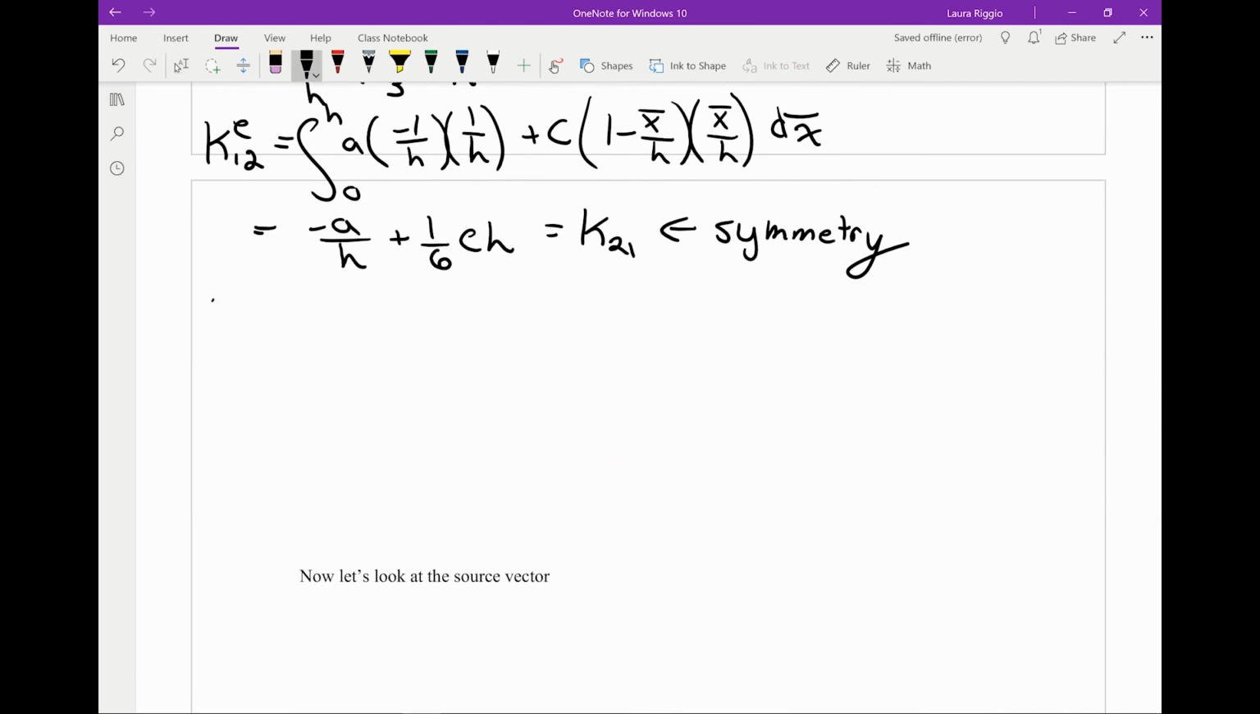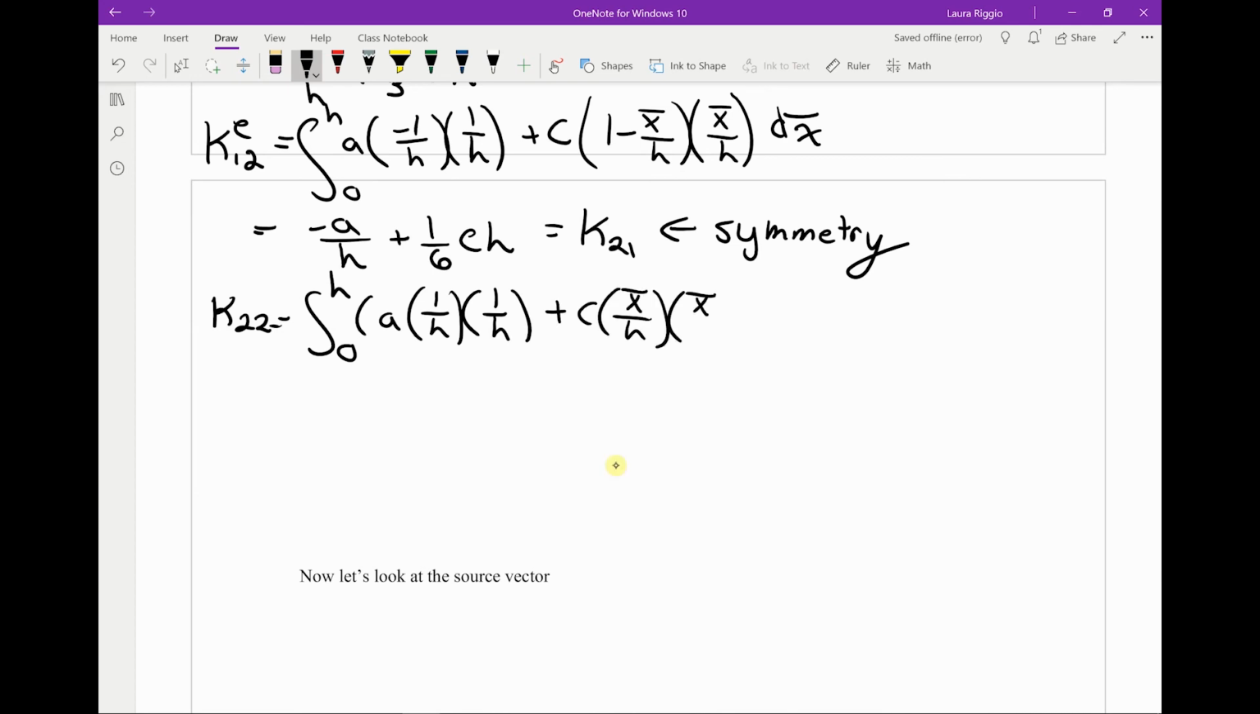So lastly, we would need k22, which would be the integral from 0 to h of a times 1 over h times 1 over h plus c x bar over h, x bar over h dx bar, which is equal to a over h plus 1/3 ch.